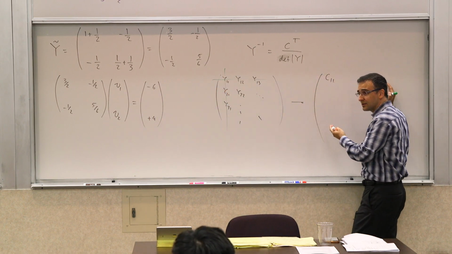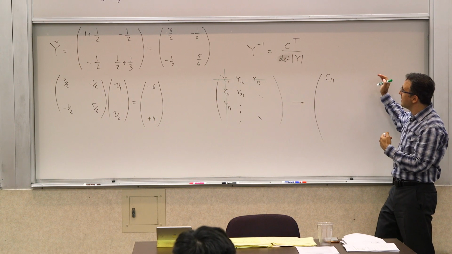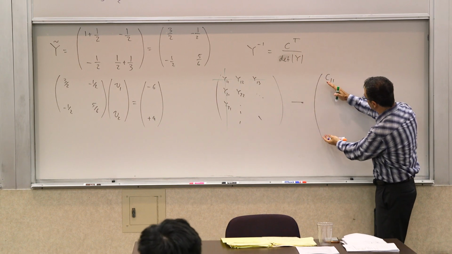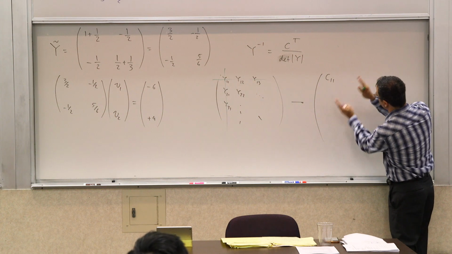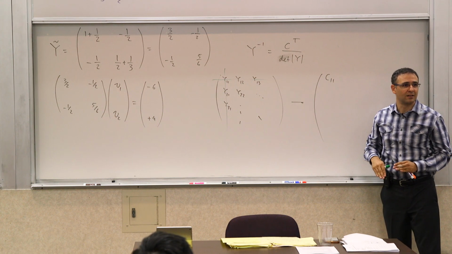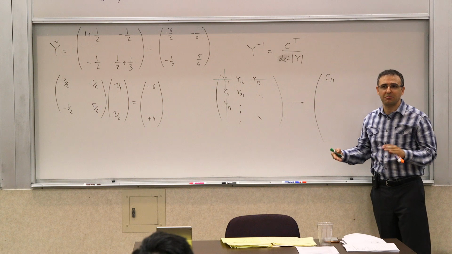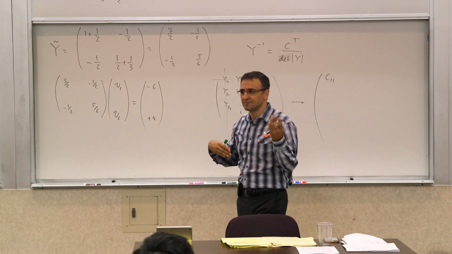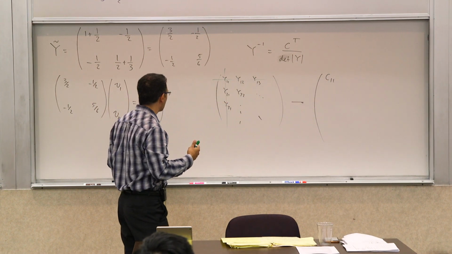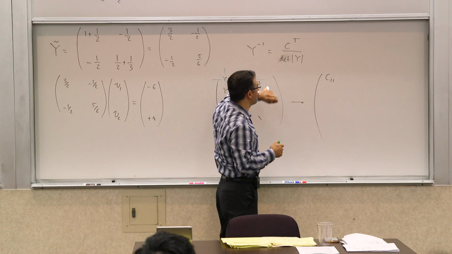So you calculate the cofactors, and then you transpose it, meaning that if this becomes a mirror, you flip it this way. Cij becomes Cji. Okay? And then you scale it by the determinant.